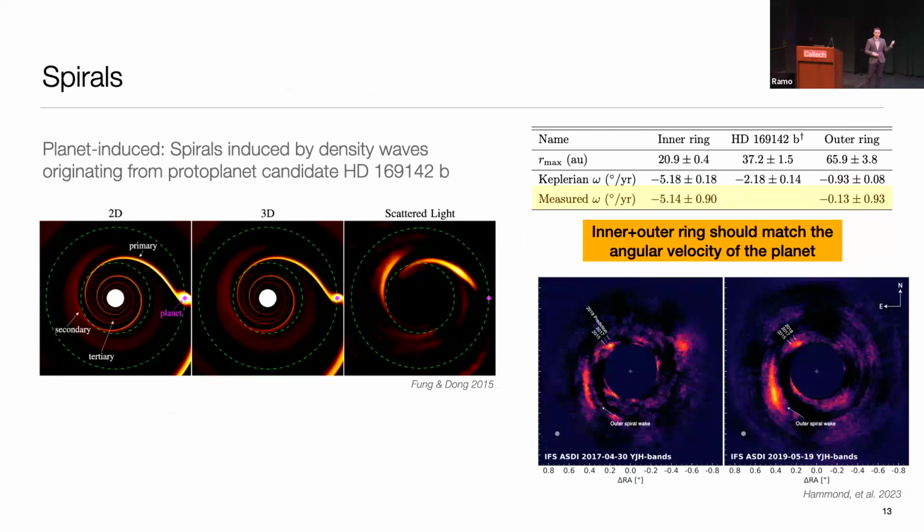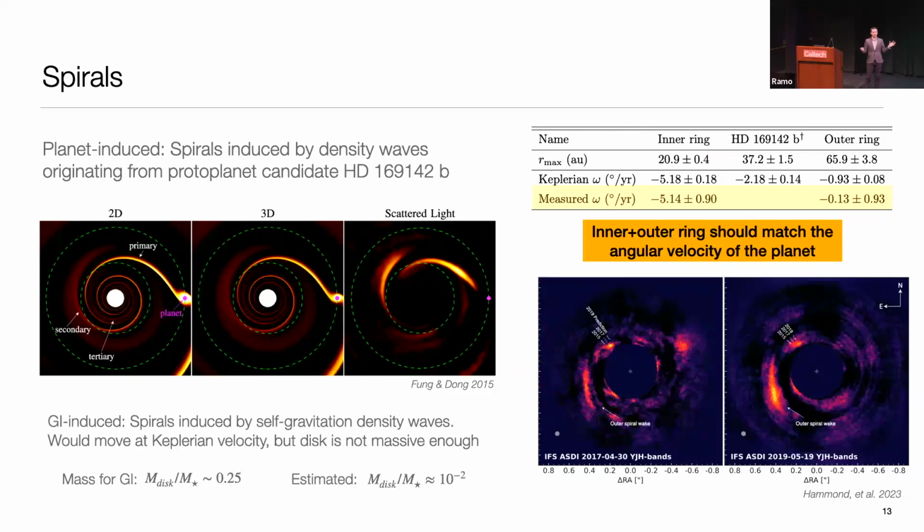When we look at the companion, an interesting idea is that a companion can create spiral waves inside of our disk, and those spiral waves should move at the same angular velocity as the companion. So we can further use this data. In this paper, there's a claim that potentially this feature is a spiral wake from this candidate protoplanet, but because the outer ring does not show approximately -2 degrees of motion at a 2.2 sigma level, that's not a good explanation for this feature. I think a better explanation is that we're just seeing ADI residuals in the data. It's not moving fast enough to be a spiral wake.